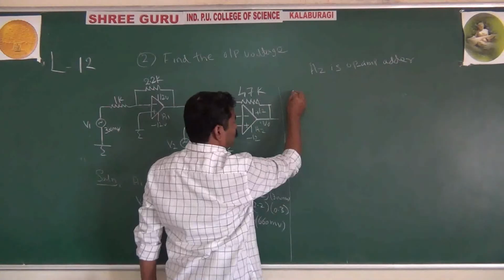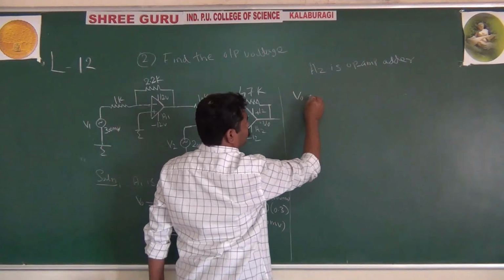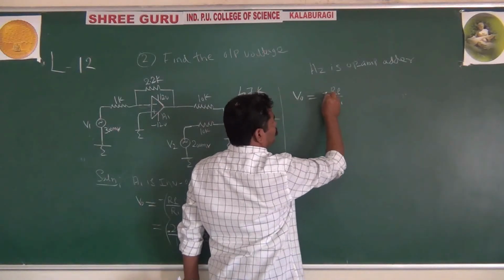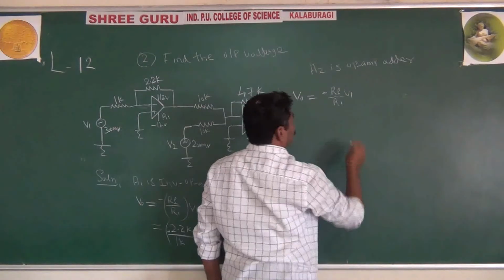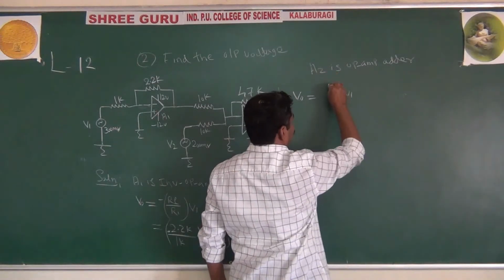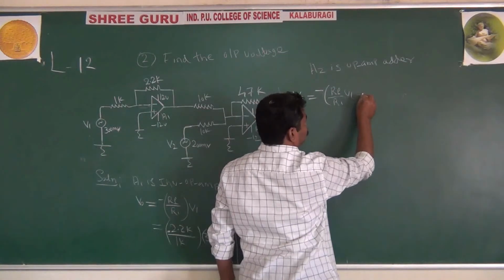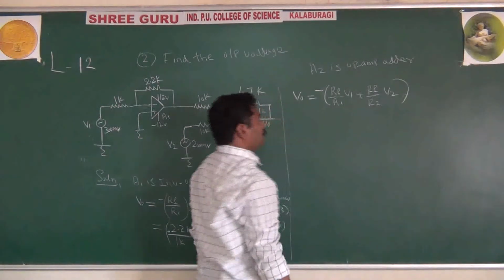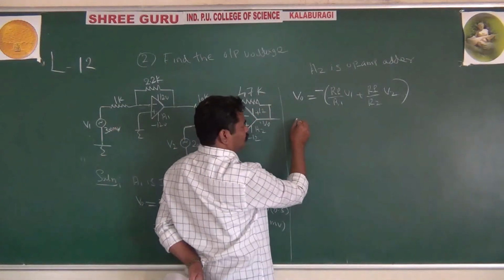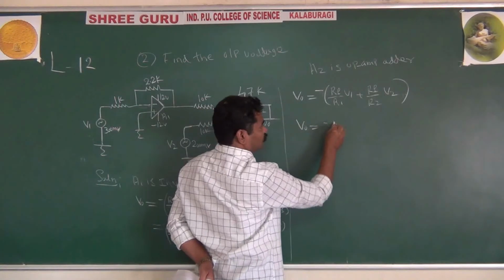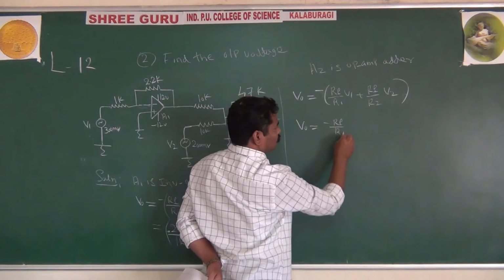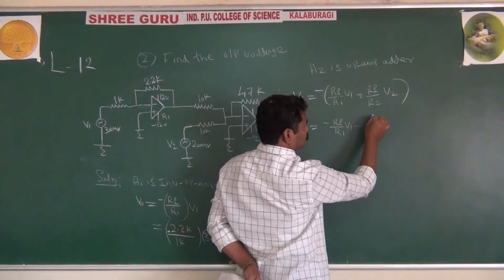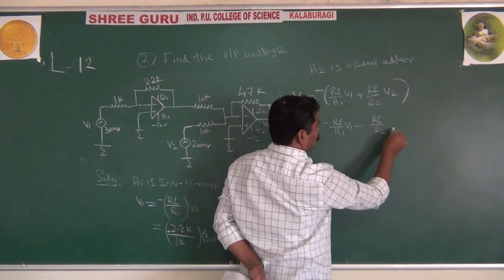Once again we know the output voltage of the adder: you take Rf by R1 V1 plus Rf by R2 V2, and take the minus sign common, don't take the minus sign inside. V0 equals minus Rf by R1 into V1 plus Rf by R2 into V2.